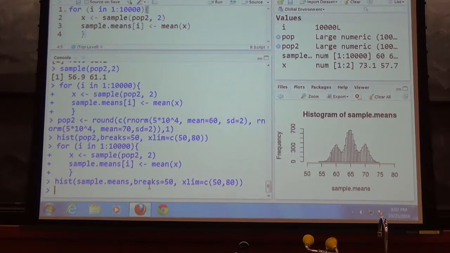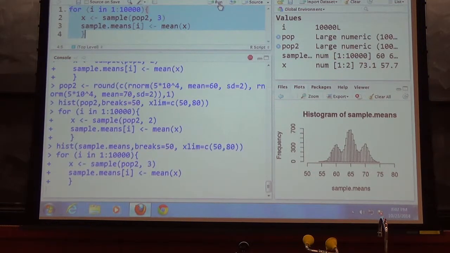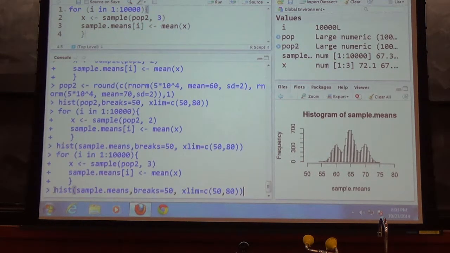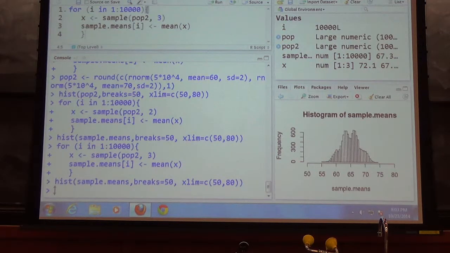Okay, what if I take samples of size 3? What will happen? Let's try that. Okay, and then we're going to ask for a histogram. And we get something a little bit stranger looking.